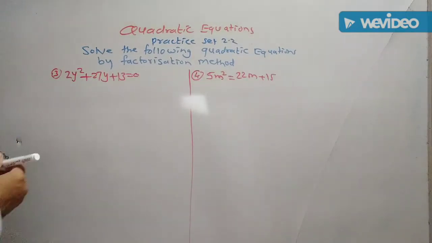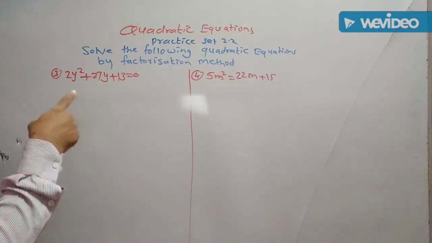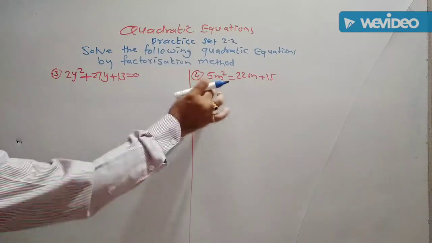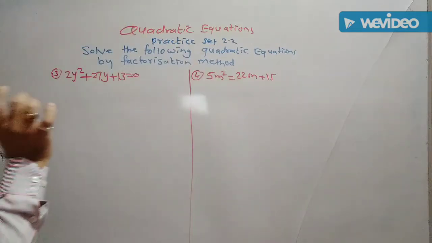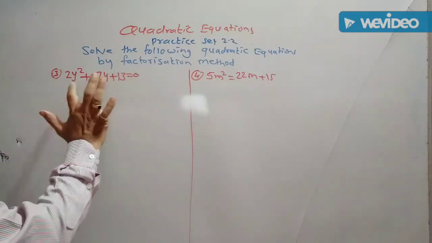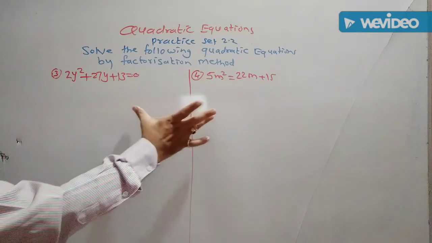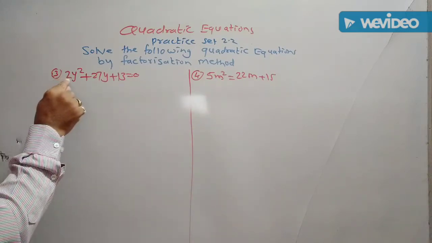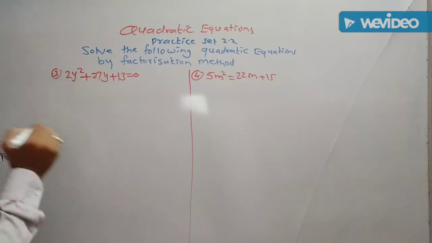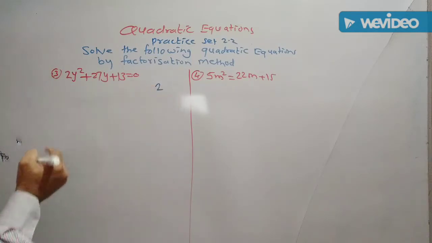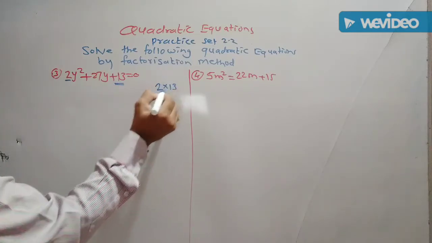Next example is 2y square plus 27y plus 13 is equal to 0. And the fourth example is given, 5m square is equal to 22m plus 15. Now, if we see, the coefficient of the square term in both the examples is greater than 1, and therefore both are solved by the same method. Therefore, in this type of example, if the coefficient of the square term is greater than 1, then we take the coefficient of that square term and the constant term with its sign.